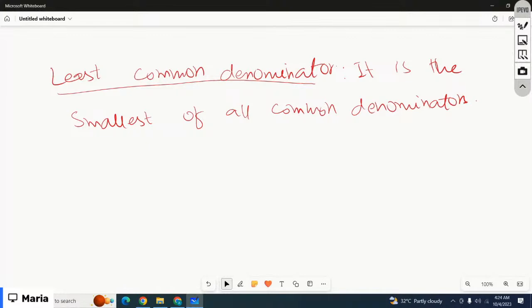Okay, let's just start with an example. So how do we calculate the least common denominator? For example, you are given two fractions. They are 7 over 8 and 11 over 12. You have to calculate the least common denominator, right? So how do you calculate it? The denominators are 8 and 12, right?